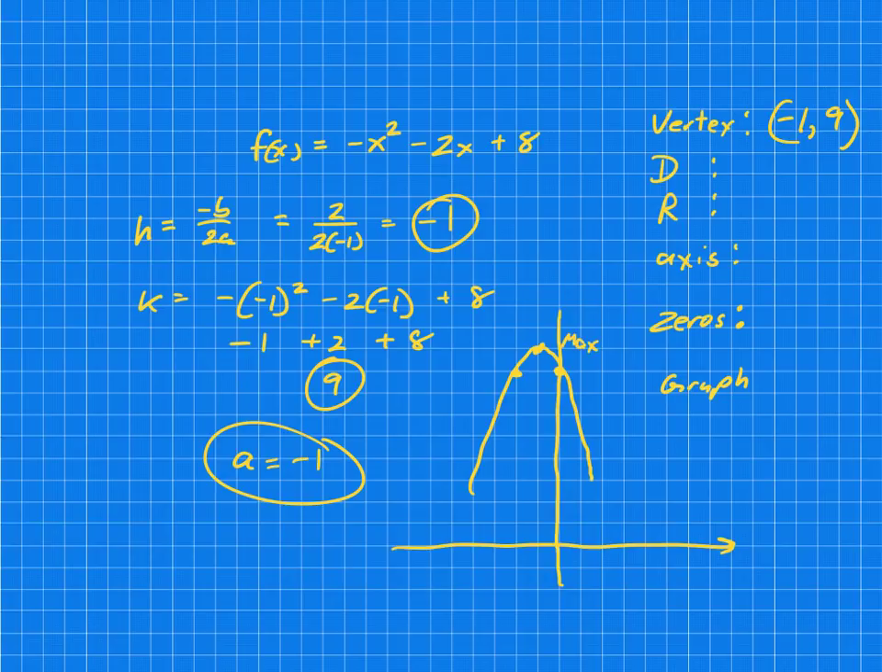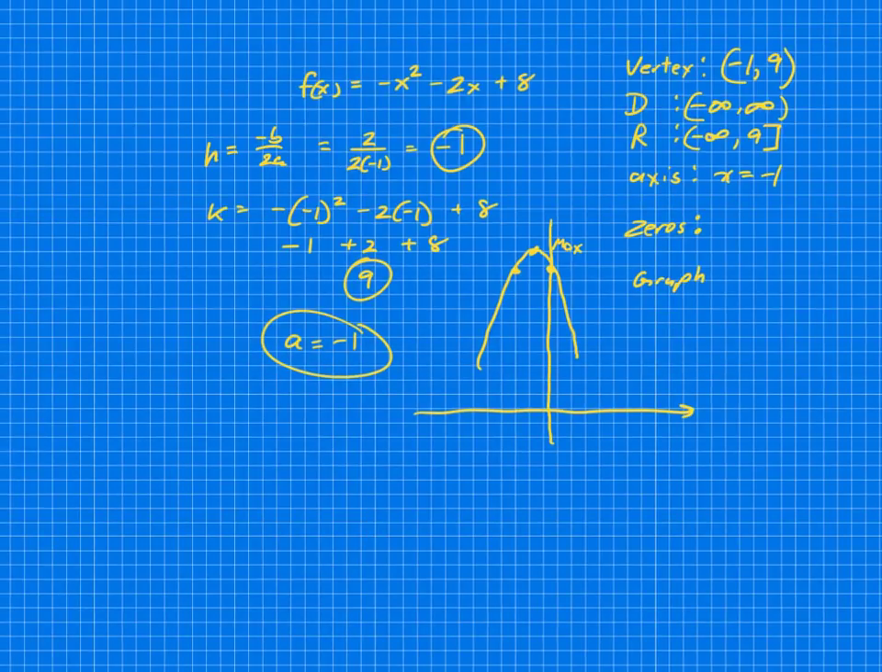What other things do we have? We have a domain of -infinity to +infinity. Surprise, surprise. Range is going to be from the lowest is -infinity to the highest, which in this case is going to be 9. Box it, please. Axis of symmetry, x equals -1. The zeros. Well, let's go ahead and let's do this one.